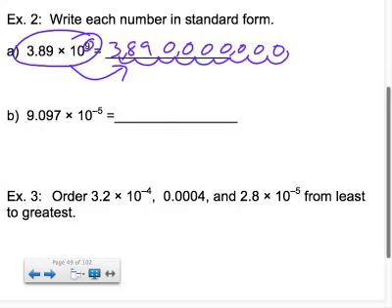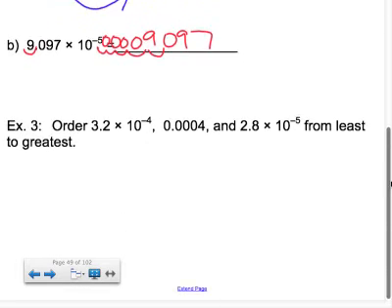Part B says 9.097 times 10 to the negative 5. That means move your decimal to the left. So I have 7, 9, 0. From here I've gone 1 unit left, so I have to go 2, 3, 4, 5, and that's where your decimal ends up. So 0.00009097 would be the standard form of that number.